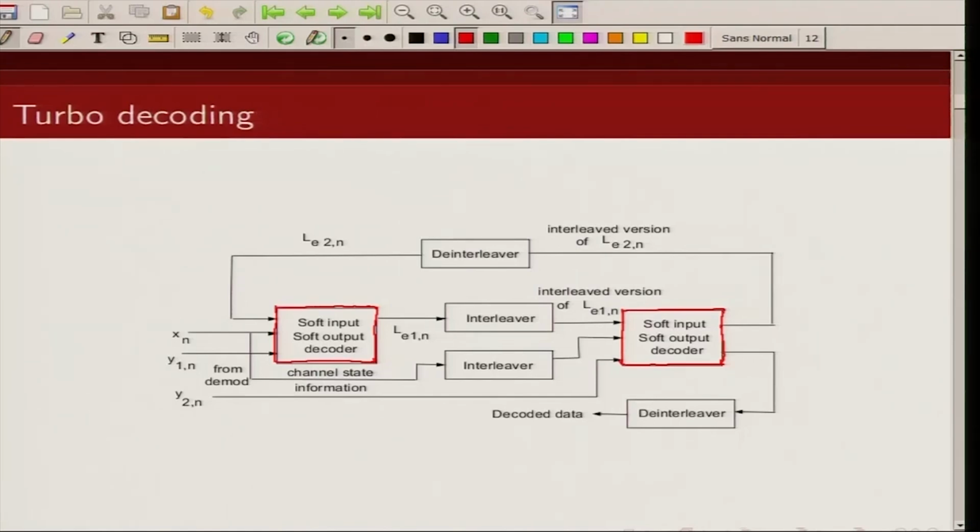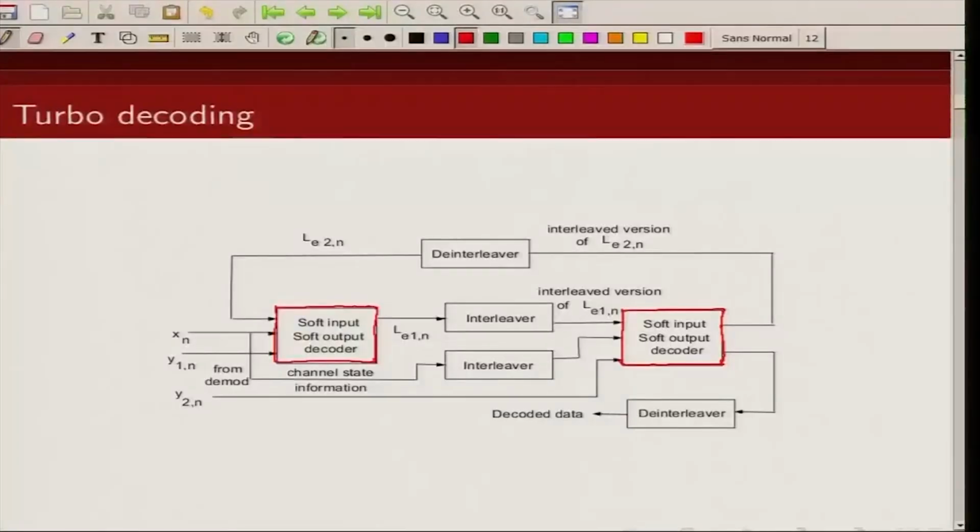Now, what do I mean by soft input, soft output decoder? The inputs that this decoder receives are the real channel received values. These are not quantized to zeros or ones, as opposed to getting zeros and ones in the case of a hard quantized decoder. Here we are getting the noisy received sequence directly from the channel, and that is what we are calling soft input bits.